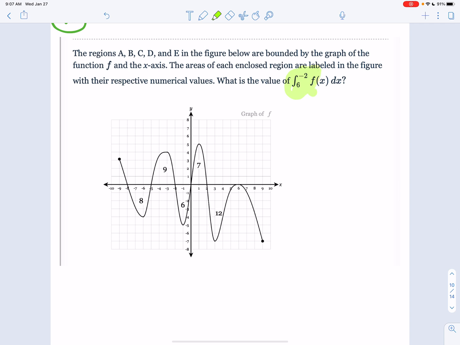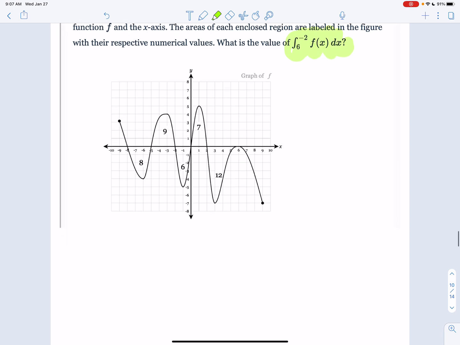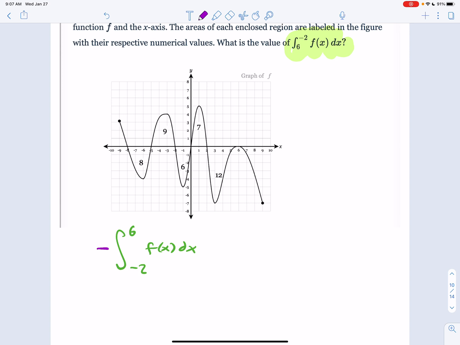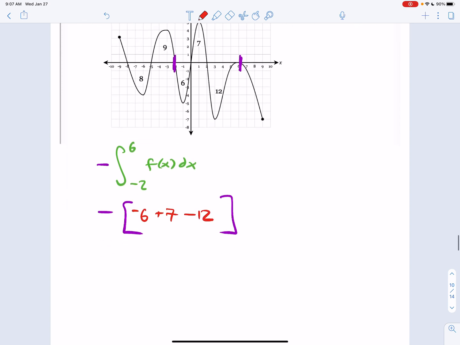Okay, we're finding the integral of f of x dx from 6 to -2. That looks a little bit backwards, so we can flip that to -2 to 6 of f of x dx, as long as we account for a negative. So we're really finding the area from -2 to 6. Notice how I bring everything down first, and now I'm looking inside from -2 to 6. That 6 looks like it's negative in area. That 7 is above, so positive, and that 12 is below, negative, and whatever that comes out to, okay?